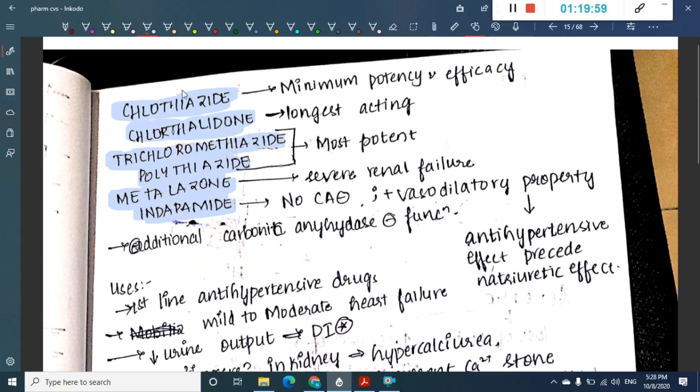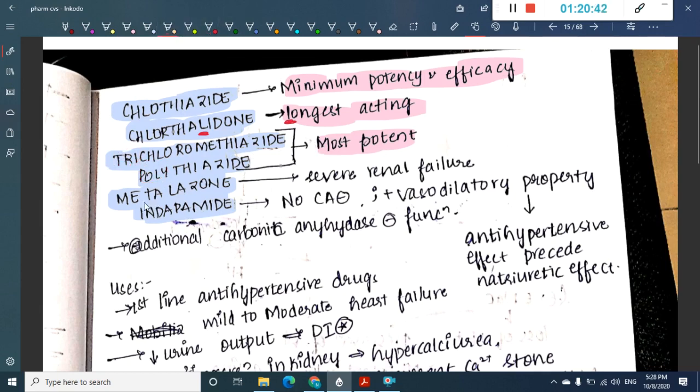Okay, what do these drugs do? If you see chlorothiazide, what is its action? This chlorothiazide has minimum potency and efficacy among all the thiazide diuretics. Chlorthalidone is the longest acting. It's easier to remember: chlorthalidone, L for longest acting. Trichloromethazide and polythiazide are the most potent, because you can remember like this: tri and poly, so it is more potent. All these are only one, but here tri is added and poly is added, so it is more potent.